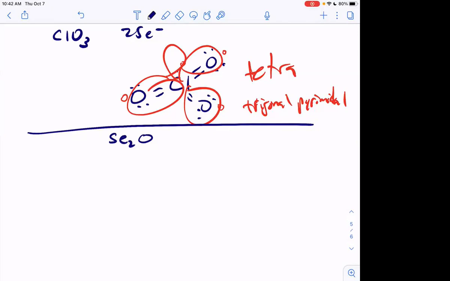Chat question: is trigonal pyramidal the same as T-shaped for molecular geometry? No.